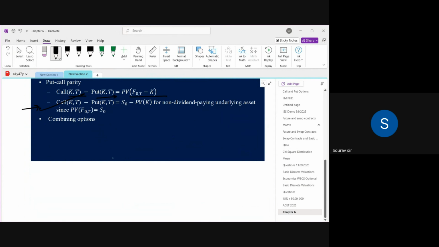And what are the combining options? Straddles, strangles. Straddle was long call, long put, same strike. Strangle was long call, long put, different strike. Spreads we did: bull, bear, butterfly, box, ratio spread, and finally the collar: stock, long put, short call. Put call parity ensures consistency between option prices and prevents arbitrage. The formula we've seen, and by combining options, we can create synthetic forwards and various structured payoffs like spreads, collar, and straddle.